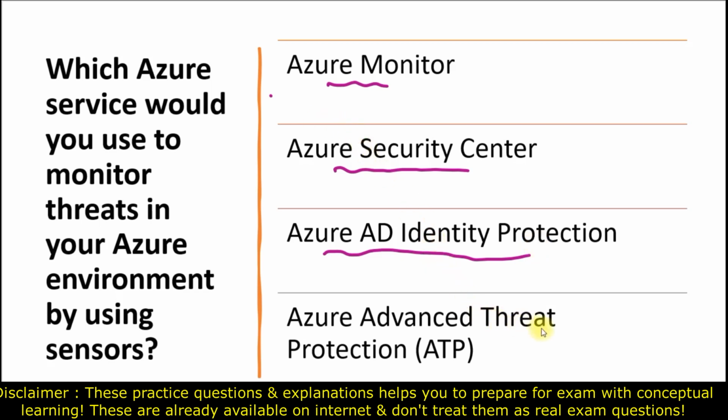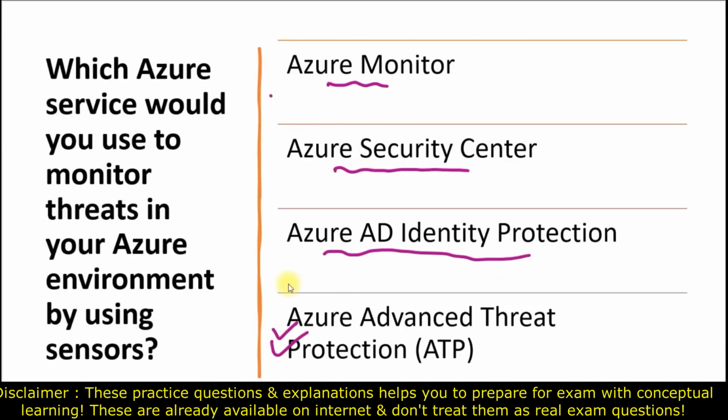Lastly, we have Azure Advanced Threat Protection. Yes, that is the right choice for this question. What exactly is it? It uses a sensor to monitor threats, and for this purpose we use Azure Advanced Threat Protection, in short known as Azure ATP. Azure ATP is a cloud-based security solution that leverages our on-premises Active Directory signals to identify, detect, and investigate advanced threats. What type of threat can it be? It can be compromised identities or malicious actions which occur in our organization. So for this question, we will go with Azure ATP.